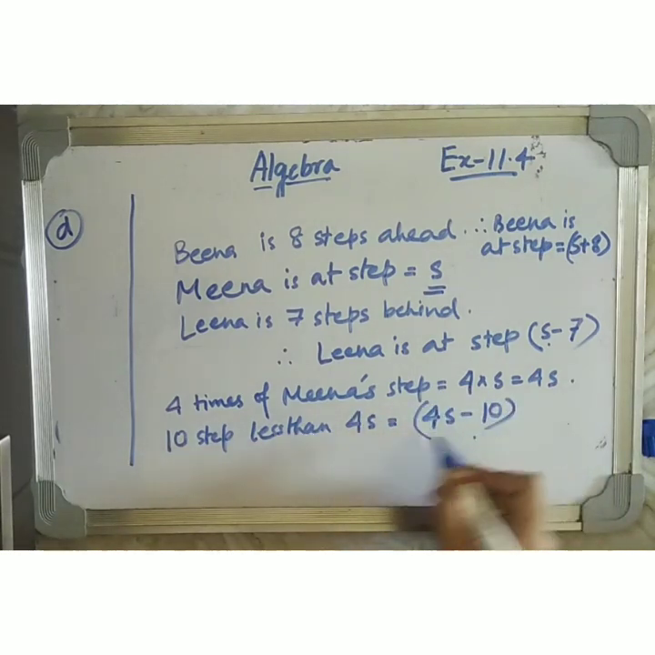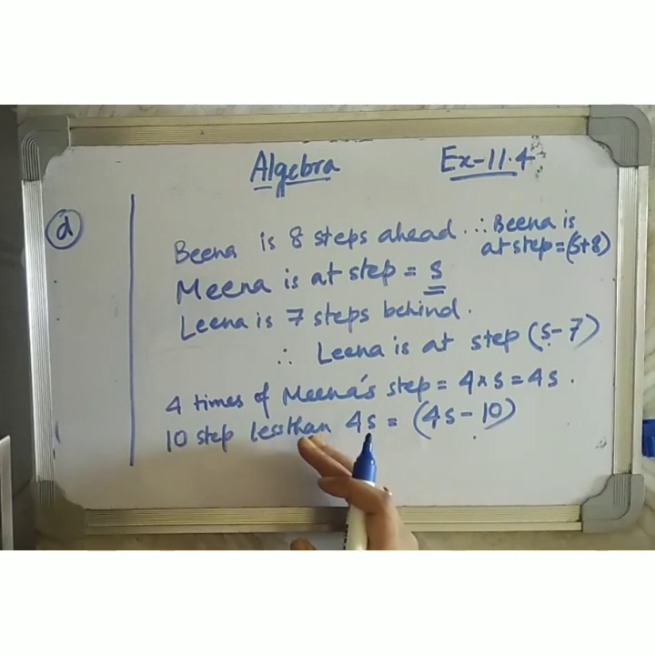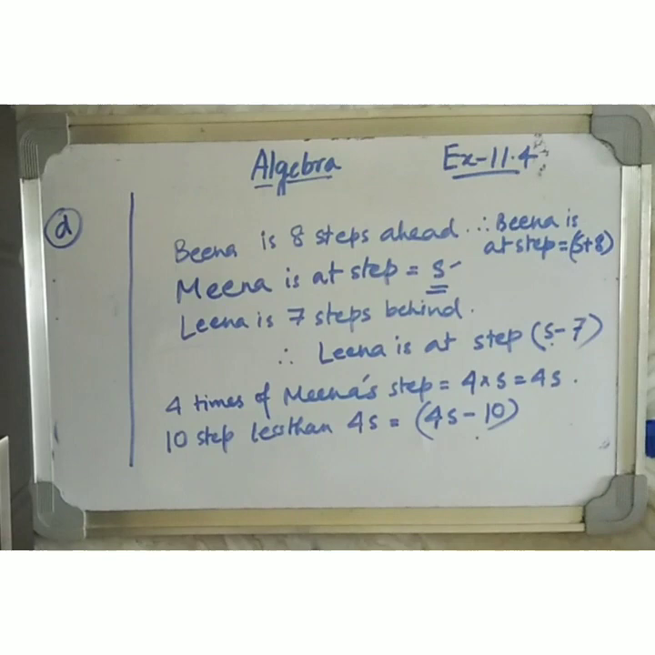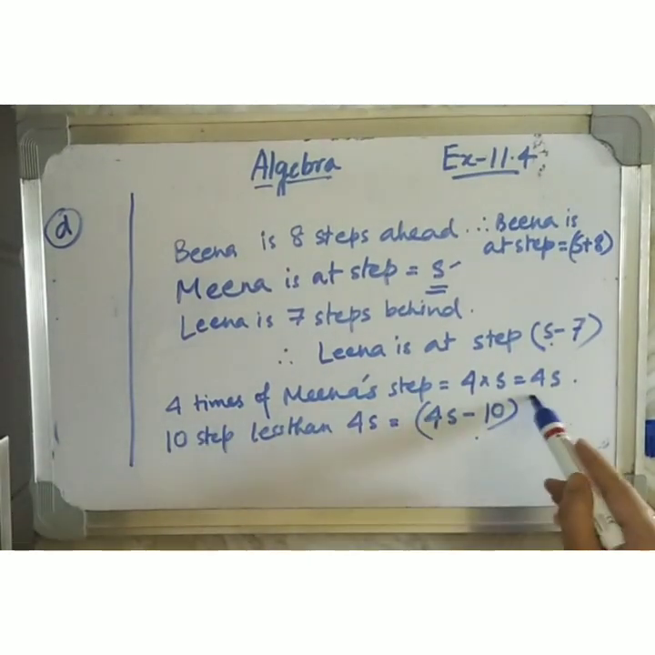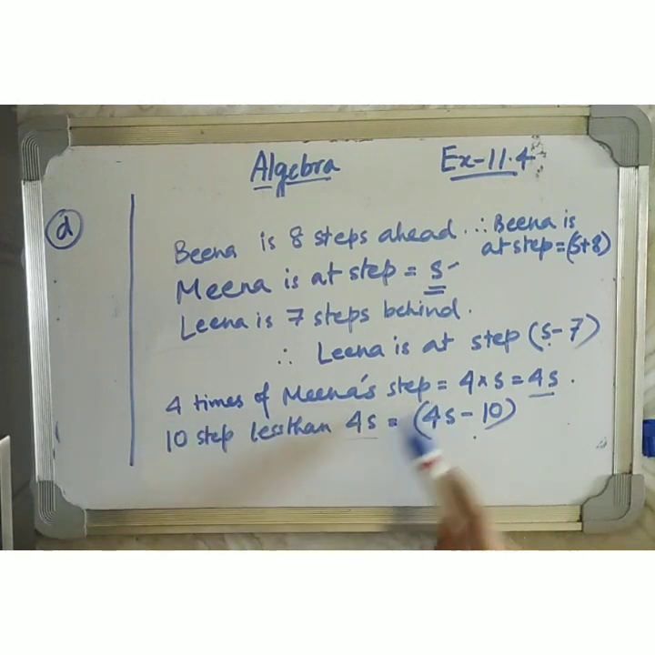Why am I taking 4S? Because it is written that the total number of steps to the hilltop is 10 less than 4 times what Meena has reached. Meena has reached S. 4 times Meena's step is 4S. 10 steps less than this means 4 times Meena's step, that is 4S, minus 10, so 4S minus 10.